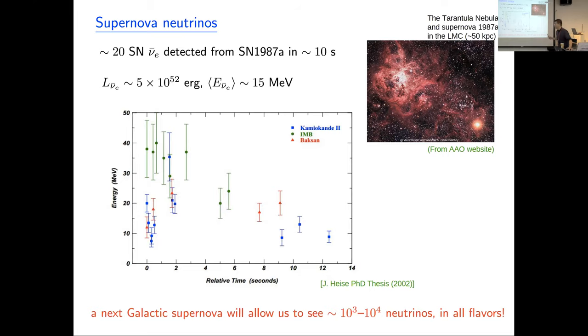If a supernova happens today or over the next decade, we expect to be able to see more than a few thousand, up to say 10,000, neutrino events in all the different detectors and in all flavors. That will provide us much more information than what we had more than 30 years ago.